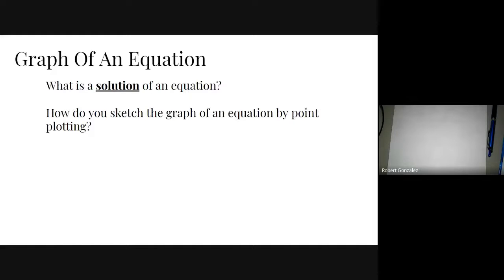How do you sketch the graph of an equation by point plotting? Anybody know? What do we mean by point plotting? Well, we basically mean to make a table. And if you look in the book, there are good examples of making a table. You're going to make an x and y column, and you can choose whatever numbers you want for x, and then graph your equation. Now, let me get out of this for a second and show you.